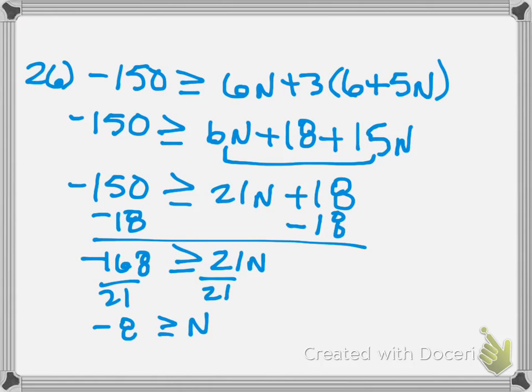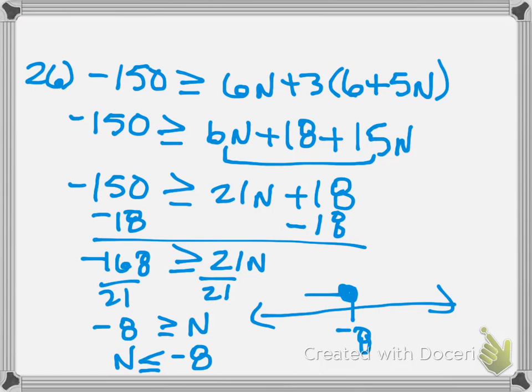Notice I didn't switch it because my answer was negative. I only switch when I'm dividing by a negative. I did flip-flop so I can make sure I shade the right way. So there you can see I've got this shaded the right way. So we've got that, negative 8, solid dot shaded to the left.